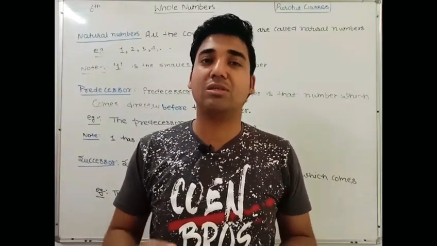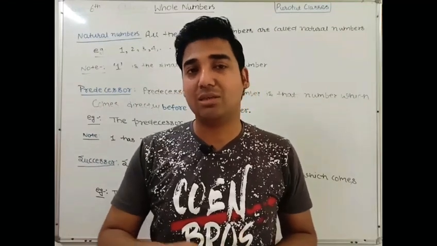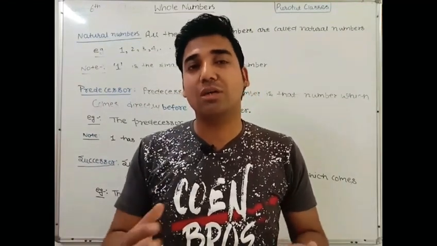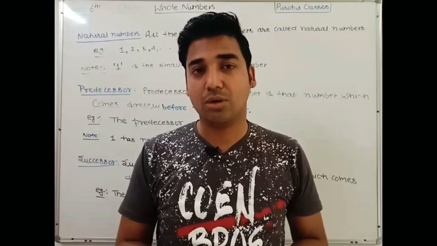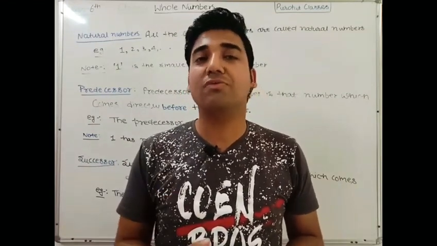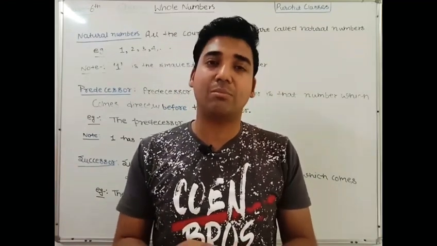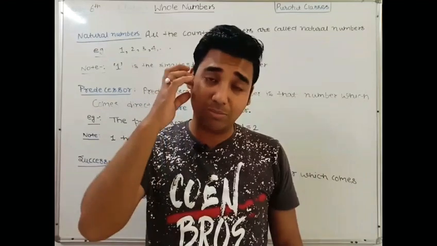After that, there are two things which we have studied in our previous class, predecessor and successor. So the question is, what is the predecessor of 3? Very good, the predecessor of 3 is 2. How do we find the predecessor of any given number? We just subtract 1 from that number and we will be able to find the predecessor.